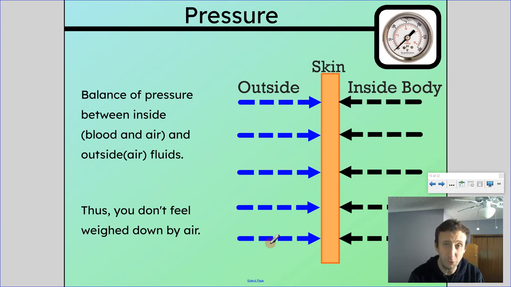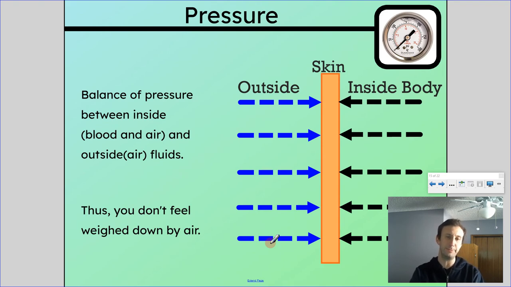But you probably do feel an increase of pressure when you dive down underwater, right? If you dive down underwater, you feel that there's higher pressure on you. Again, what's happening there is that all the water that's above you, as well as all the air above that, is pulling down by gravity. Gravity's pulling down on it, and you're feeling that weight on your body.